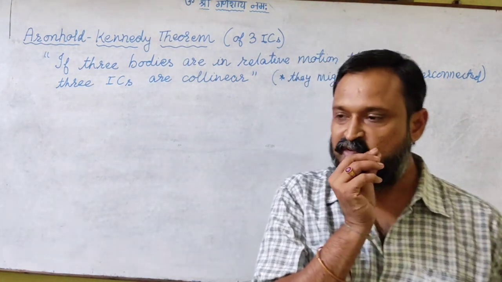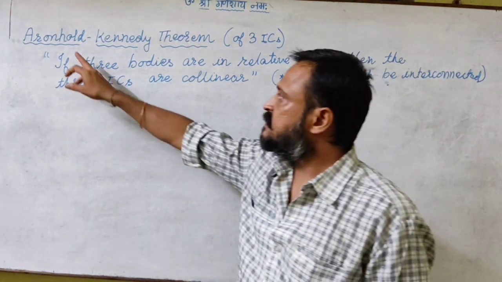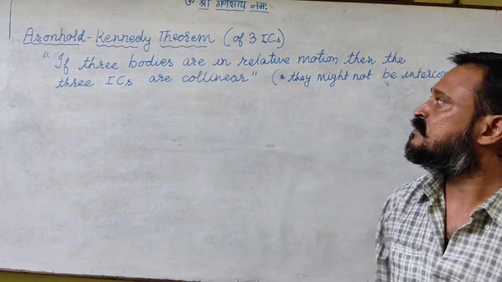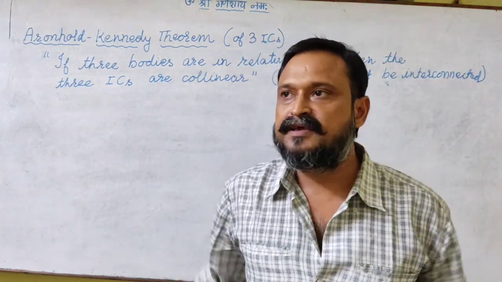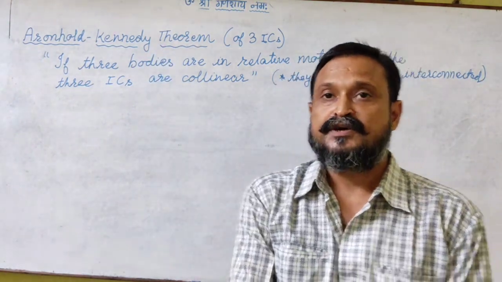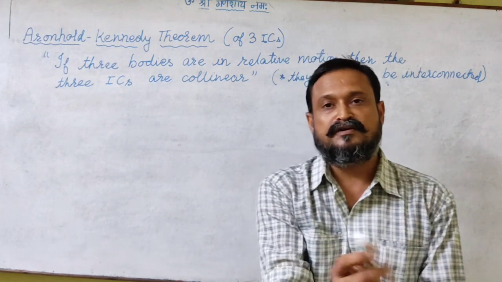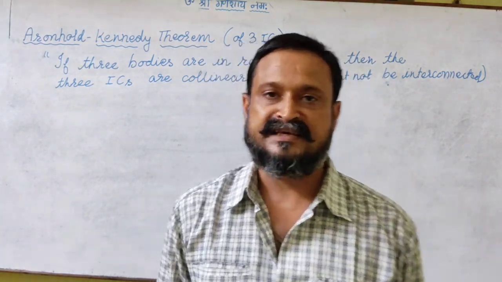So now we move on to the next part. This is the Aronhold-Kennedy theorem for three instantaneous centers for a given mechanism. Now this theorem helps us to do the velocity analysis when applied to a mechanism.